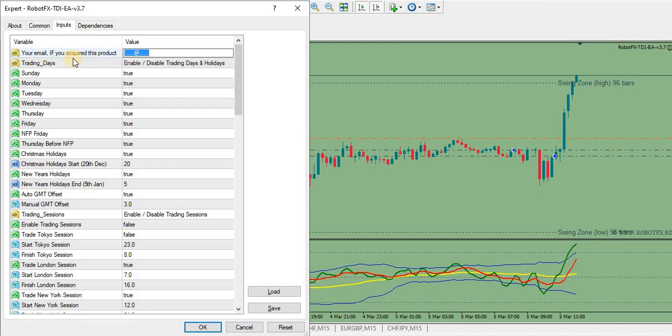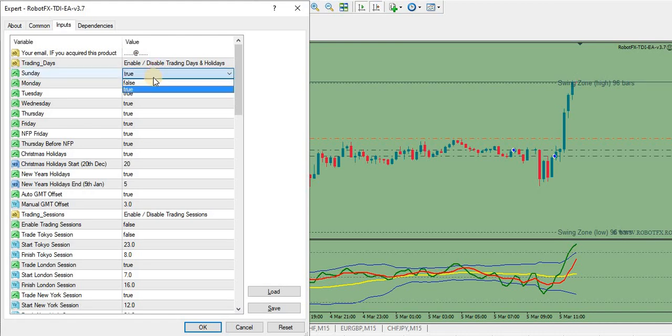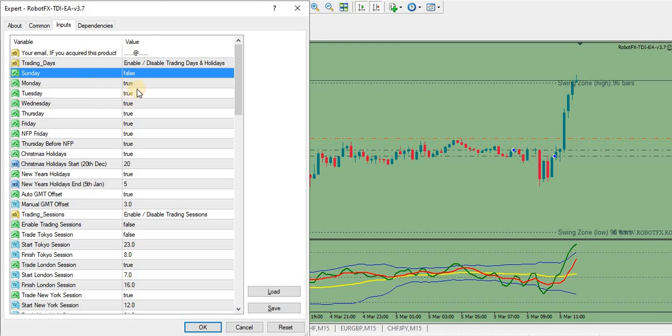So if you are using this on a demo account, then you don't need to enter anything here in your email section. Now, you have the option to enable or disable the trading days. Although on Sundays and Saturdays the market is closed, well, Saturdays for sure. It might be open on Sundays in some countries. You have the option to enable trading or disable trading for this day.